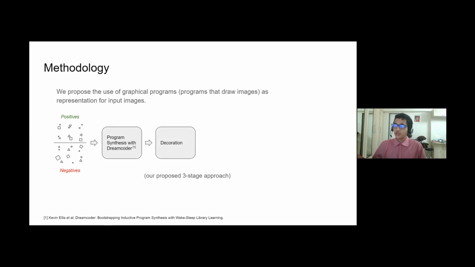These programs are then passed into a decoration module, which extracts additional information which might be relevant to identifying the concepts. And this additional information, along with the programs, are passed as background knowledge into the final stage, which is the theory generation, for which we use inductive logic programming. And the result is that we get a first-order logic statement, or a set of first-order logic clauses, which differentiate between the positive images and the negative images.